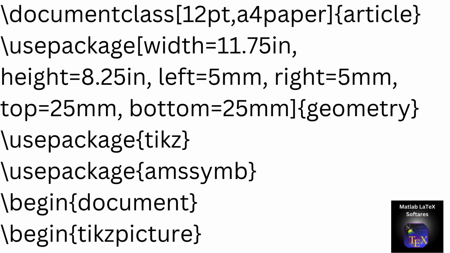We begin by declaring the document class article with font size 12 point and A4 paper. This sets up our basic layout. Next, the geometry package is customized to set the canvas size to a wide format of 11.75 by 8.25 inches and uniform margins of 25 millimeters. This is helpful for diagrams that need extra width.